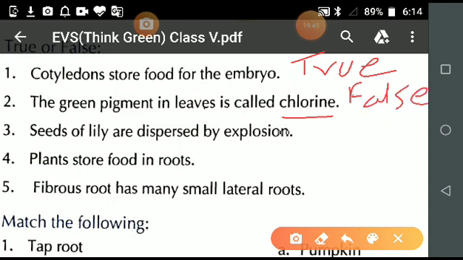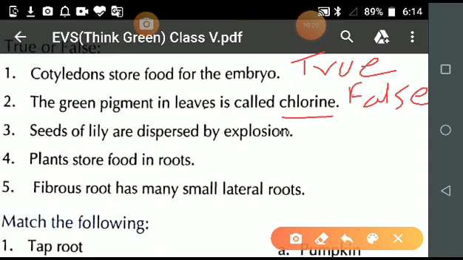This is false. If in the place of chlorine it is written chlorophyll, then the answer is right. But here it is written chlorine. So this is the wrong answer.